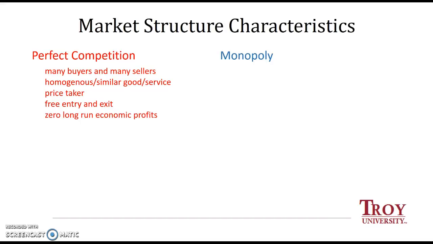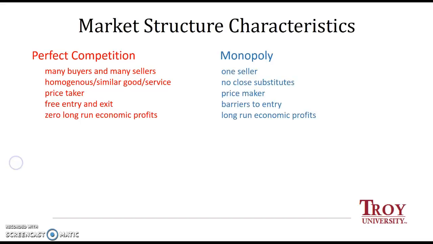Now let's compare perfect competition to monopoly. With monopoly, it's easy to see how different these two market structures are. Monopolies are price makers, meaning that they search for the price that maximizes their profit. Monopolies also enjoy long-run economic profits as they have barriers to entry such as controlling an essential resource, having large economies of scale, or being granted exclusive rights to produce their good or service.